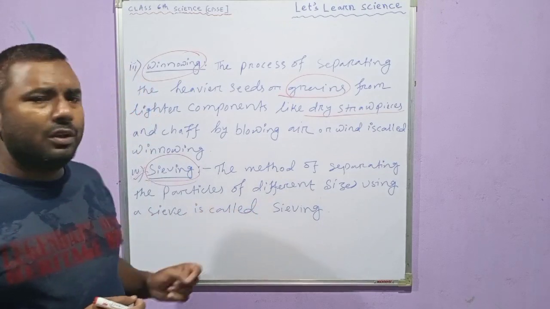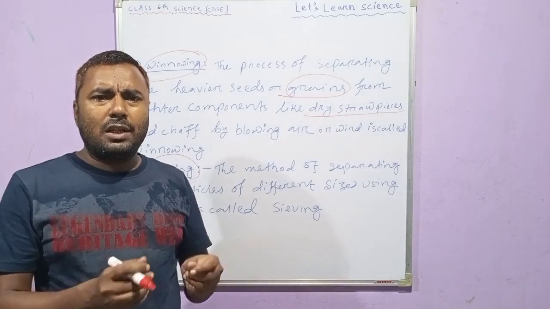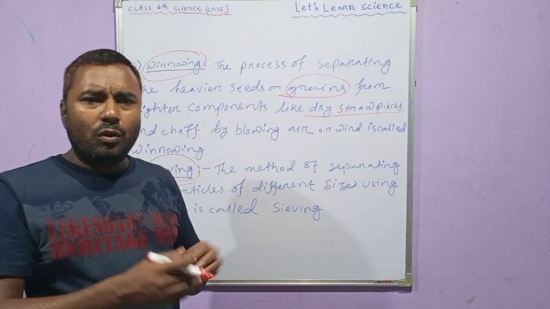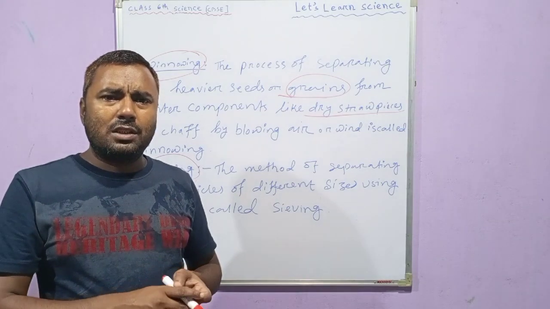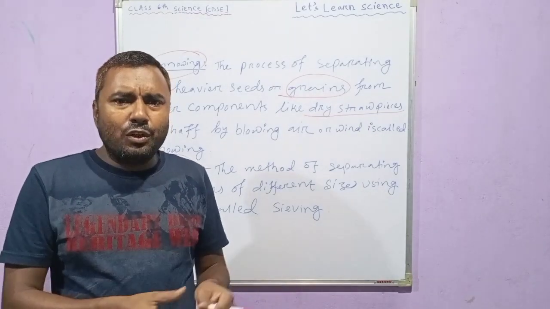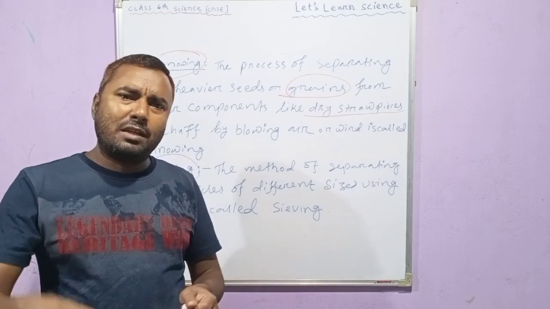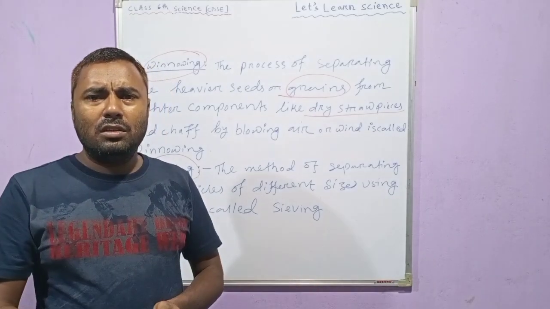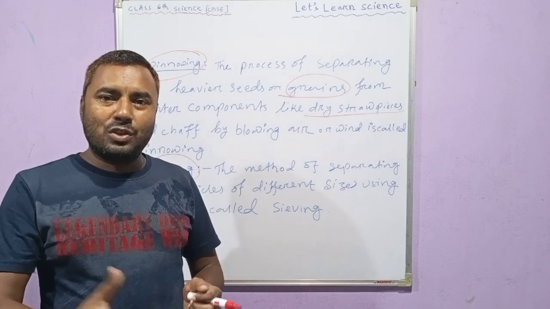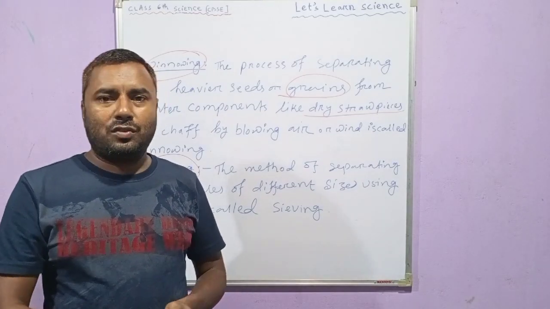It will become clear if I give you two examples. Before making chapatis, your mom or whoever cooks the food in your house first takes the flour in a sieve, and then separates the non-useful substances that might be mixed with the flour. That process is called what? Sieving. By the process of sieving, flour is separated from the non-useful substances.